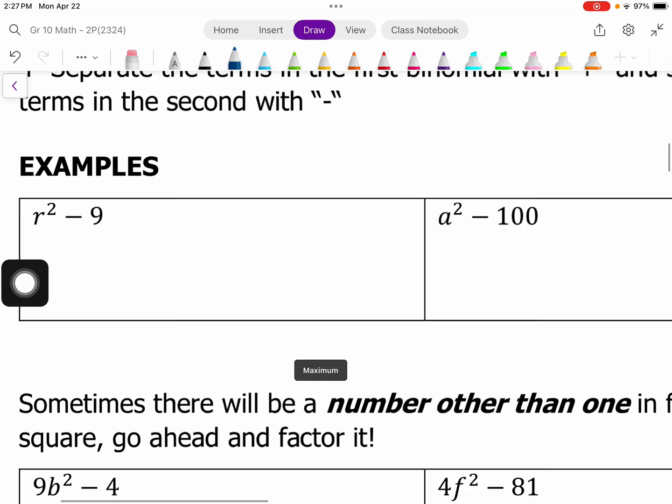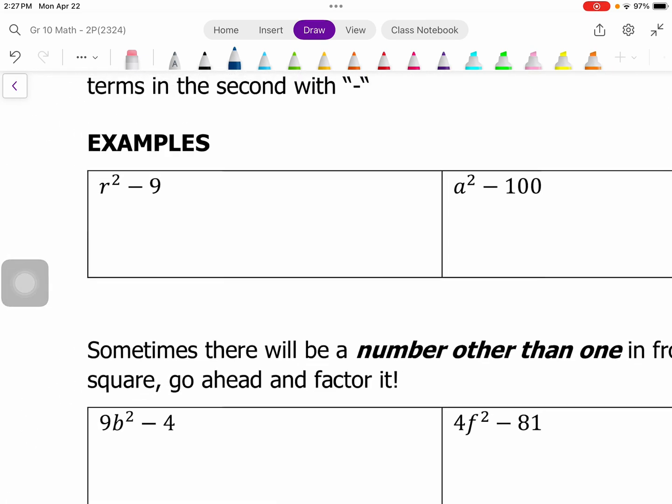So let's try a few examples here. We have r squared minus 9. R squared and 9 are both perfect squares, so I'm going to write equals, and my first bracket I'm going to start with an r, because r is the square root of r squared, and the square root of 9 is 3. So my two brackets are going to have r and 3, and one of them needs to be positive and the other needs to be negative, and that's it, I'm done. I can check. R times r is r squared, r times 3 is negative 3r, and 3 times r is positive 3r, so minus 3r plus 3r is 0r, so I don't need to write it. And then 3 times negative 3 is negative 9.